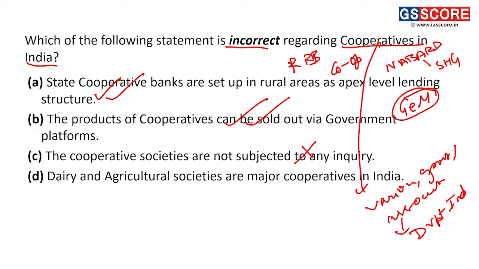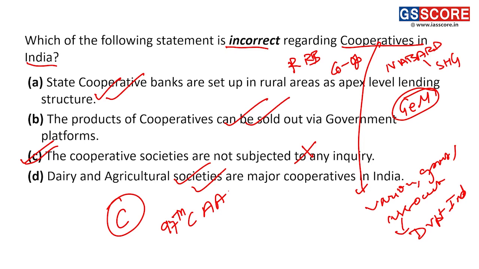Dairy and agricultural societies are major cooperatives in India. Yes, that is also true. So this is the answer. So the answer is option C. Also, the 97th Constitutional Amendment Act basically dealt with the issue of the effective management of the cooperative societies.